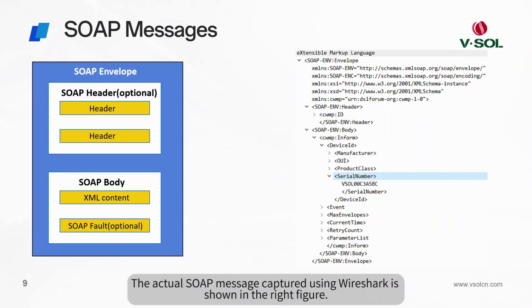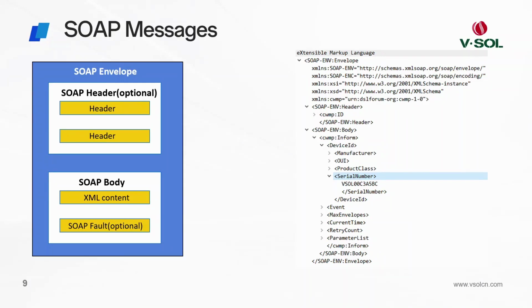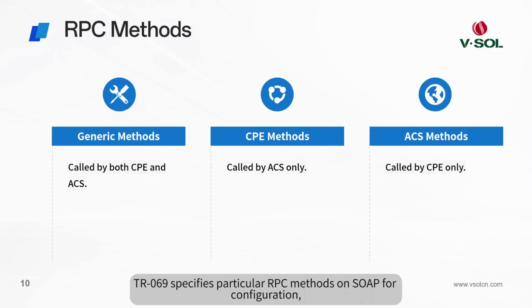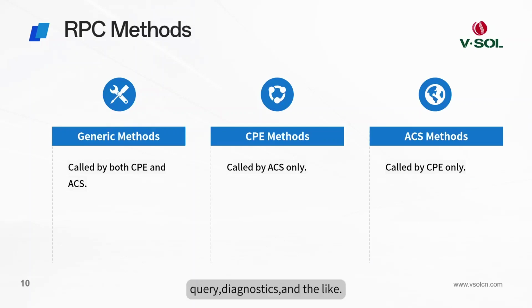The actual SOAP message captured using Wireshark is shown in the right figure. TR-069 specifies particular RPC methods on SOAP for configuration, query, diagnostics, and the like. In accordance with the initiator, there exist three types of methods: CPE methods, ACS methods, and generic methods.